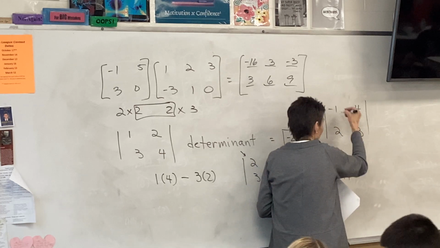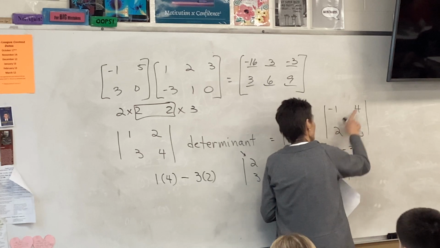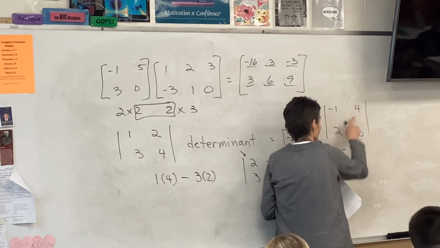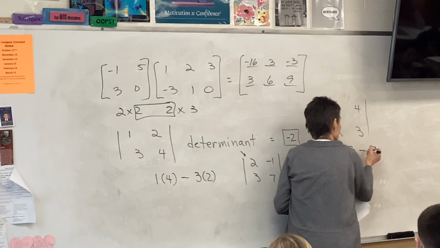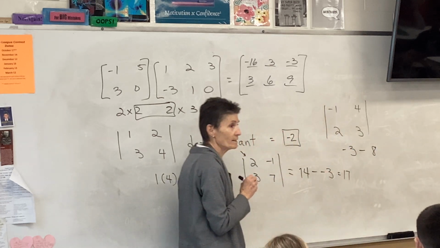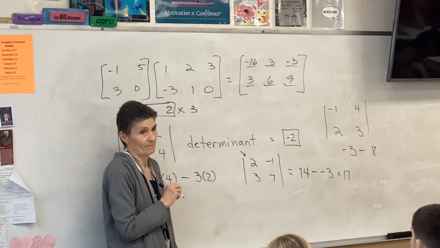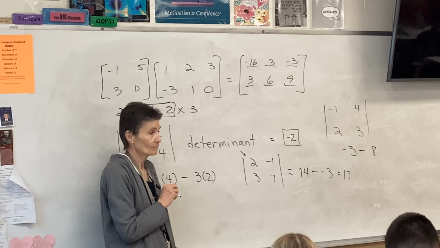So what do you get when you multiply here? -3. What do you get when you multiply here? -8. What's 2 times 4? 8. And then we subtract. What is -3 plus -8? -11. The answer is -11.